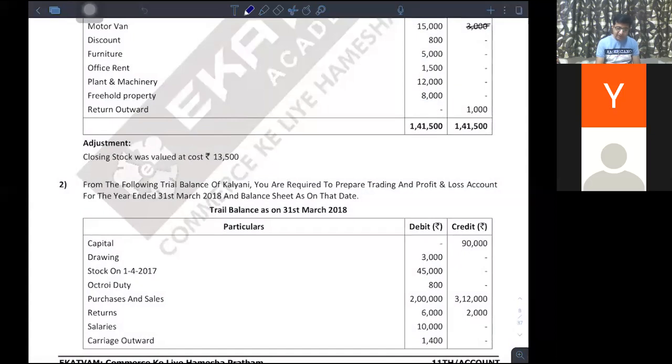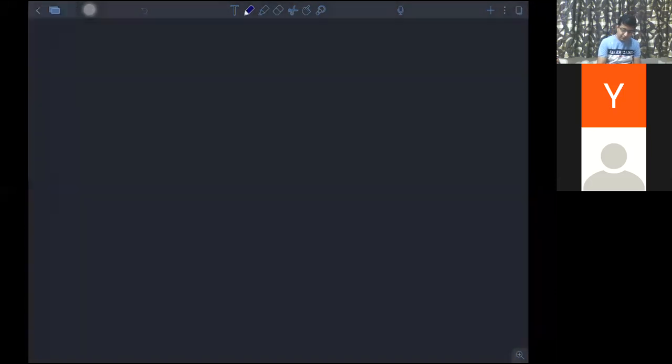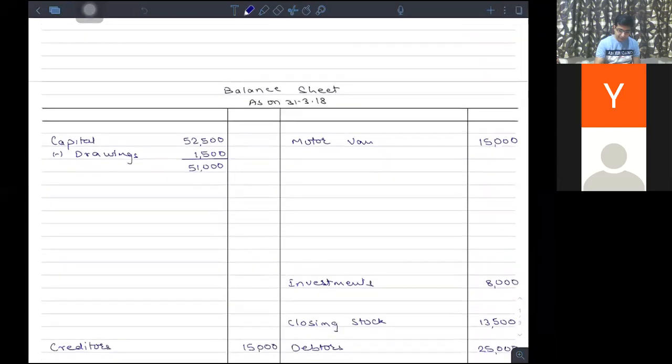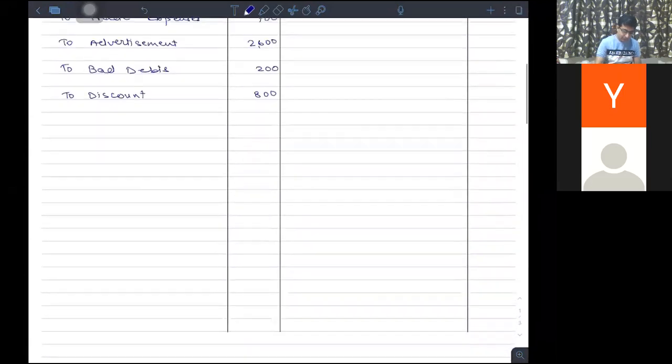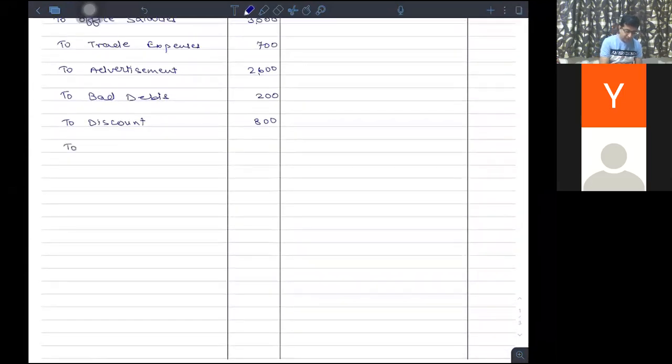Then furniture, being a fixed asset, will appear in the balance sheet asset side. Office rent will go to the P&L account. Furniture rupees 5,000, to office rent rupees 1,500.